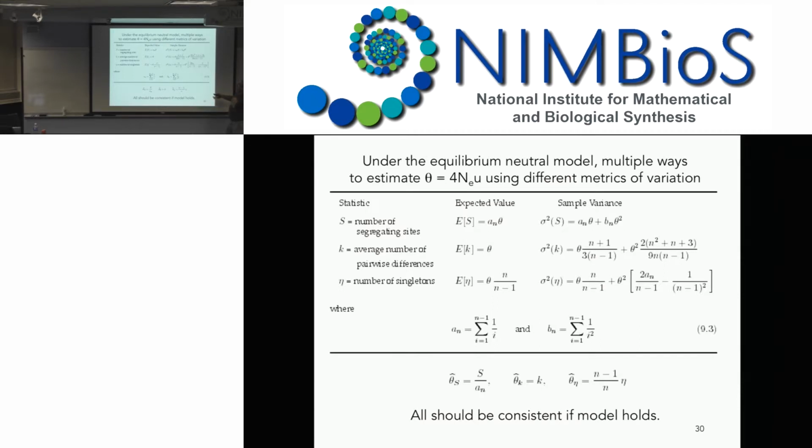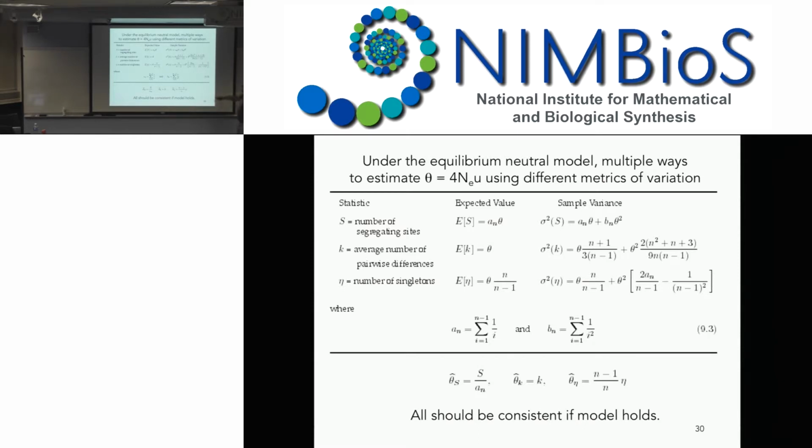The number of singletons. So for singletons here, I'm using eta. That means I'm using the unfolded spectrum. Sorry, I'm using the folded spectrum. So basically, the number of sites that appear as one copy is theta times, again, this thing that depends upon sample size. I've got 3 different estimates of theta. Here are their sampling errors. They should all be consistent if the neutral model holds.